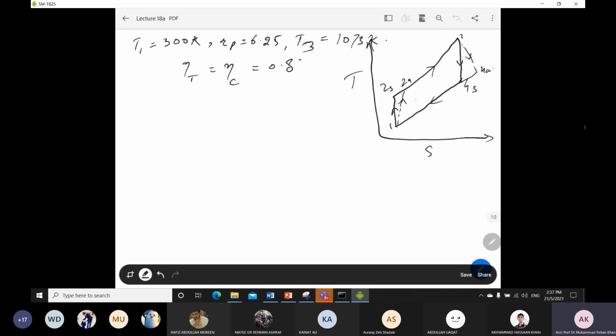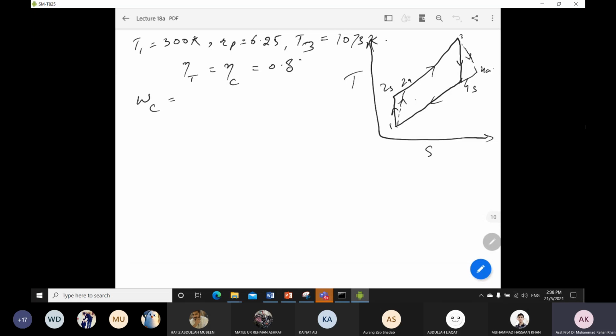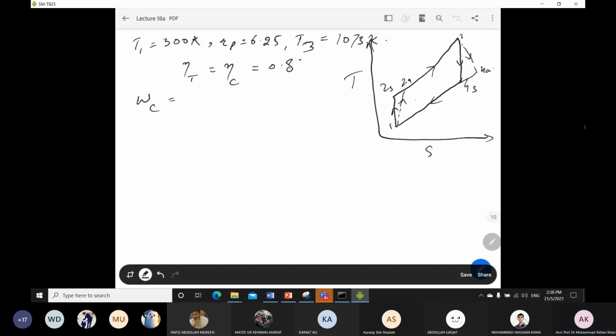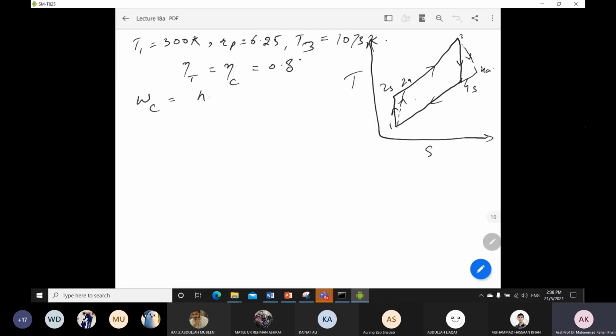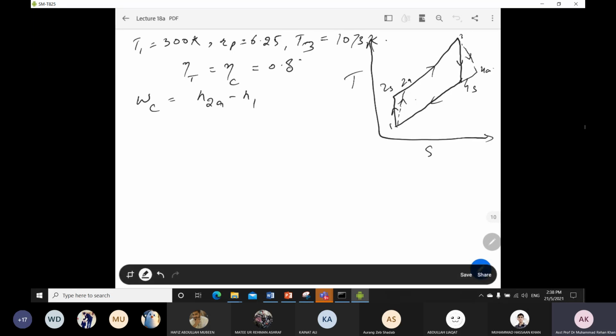Now coming towards the solution, we have to find the compressor work, turbine work, heat supplied, cycle efficiency, and turbine exhaust temperature. First we will work on the compressor work. Compressor work we can easily say will be equal to H2a minus H1.